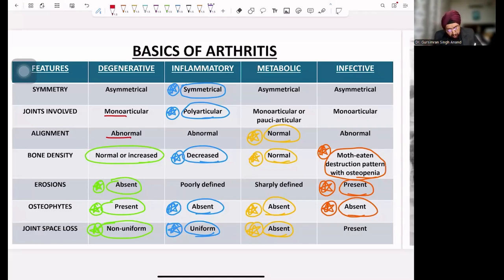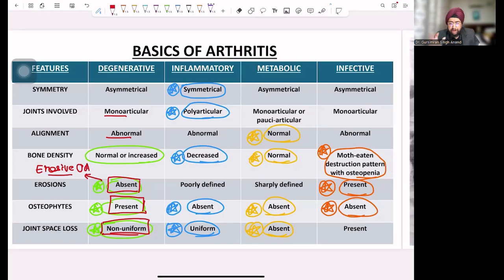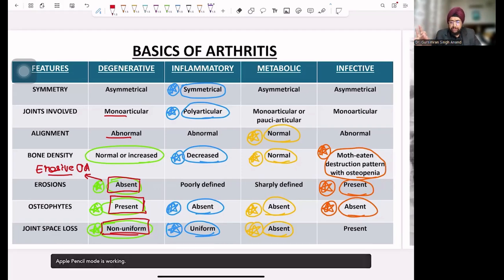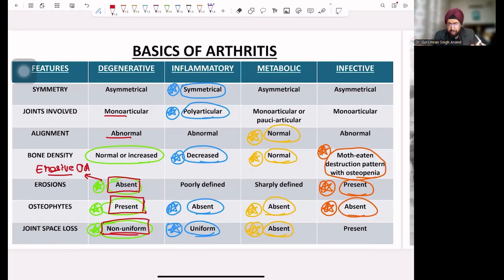The first one is non-uniform loss of joint space. Then the osteophytes, they definitely have to be present to label a case as degenerative osteoarthritis, and erosions have to be absent. The only exception is erosive osteoarthropathy, which is only seen in the region of hands. This is the only osteoarthritis type which can have erosions. The rest of the degenerative osteoarthritis will never have erosions. The bone density can be normal or increased because of subchondral sclerosis.